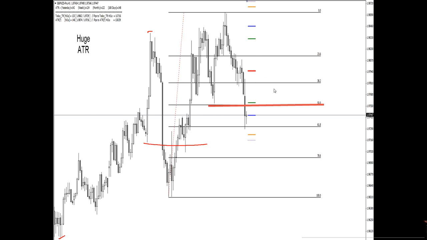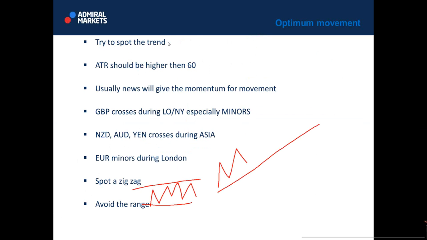So guys, remember this. Try to spot the trend. Try to see that ATR is higher than 60. That is the best moving pair. You can also try trend, which is good, but not with big ATR. You can also trade ATR which is huge, but then you might get trapped into a range.